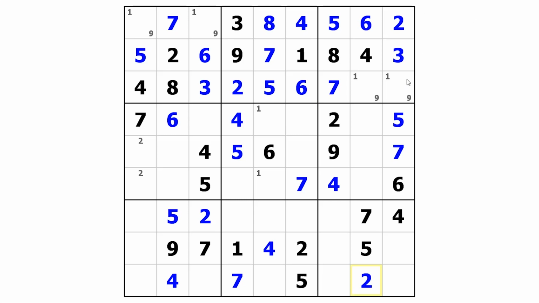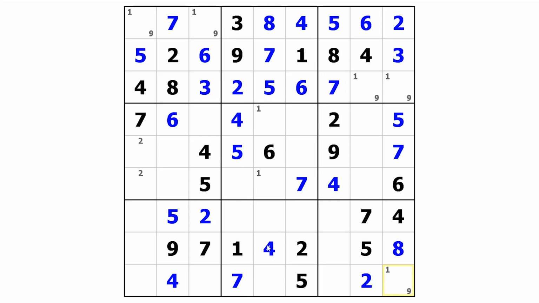And now here in column 9, we've got 3 unfilled cells. And what must go in those cells? The 1, the 8, and the 9. But we have a 1 and a 9 in row 8. So this cell cannot be 1 and 9, so this must be the 8. And now we have another naked pair of 1 and 9 in that column.